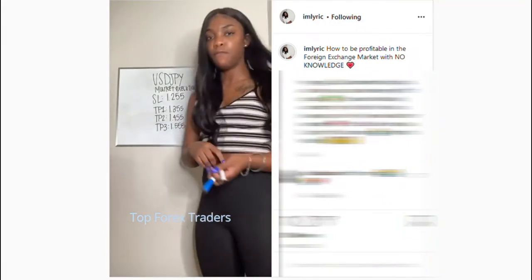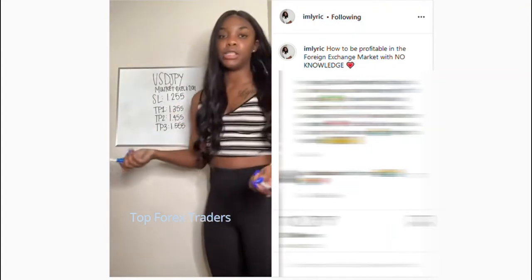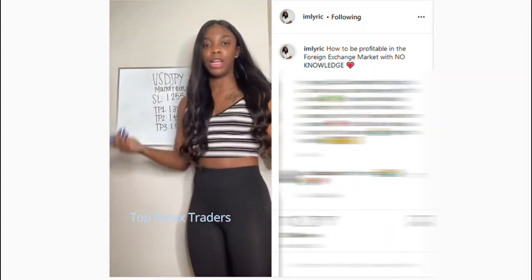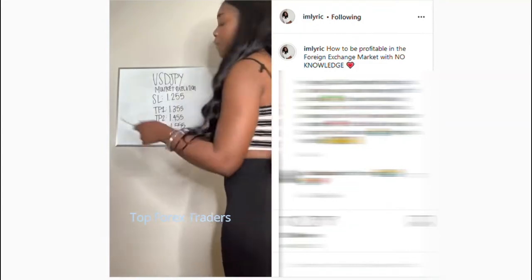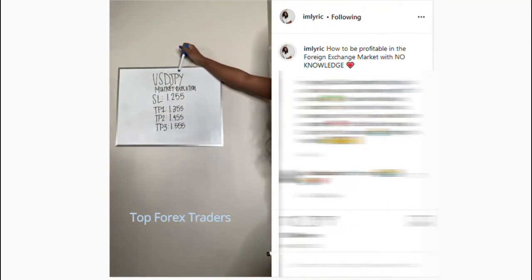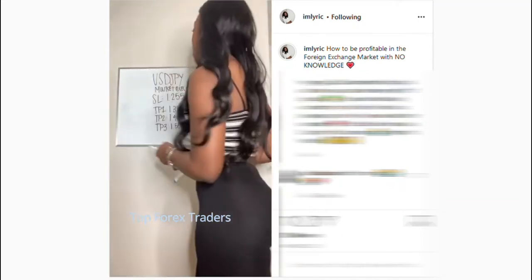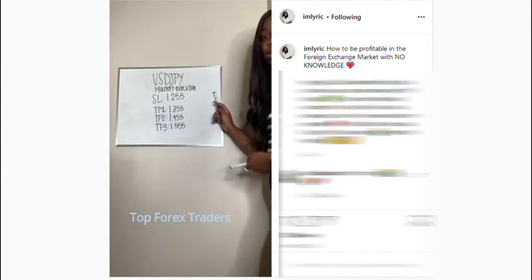First and foremost, you need to understand exactly what you're trading. USD/JPY is a currency pair. Forex is trading currency pairs. That's what you're trading for profit. So this is USD/JPY, which means we're going to trade the United States dollar for the Japanese yen. This is a market execution.